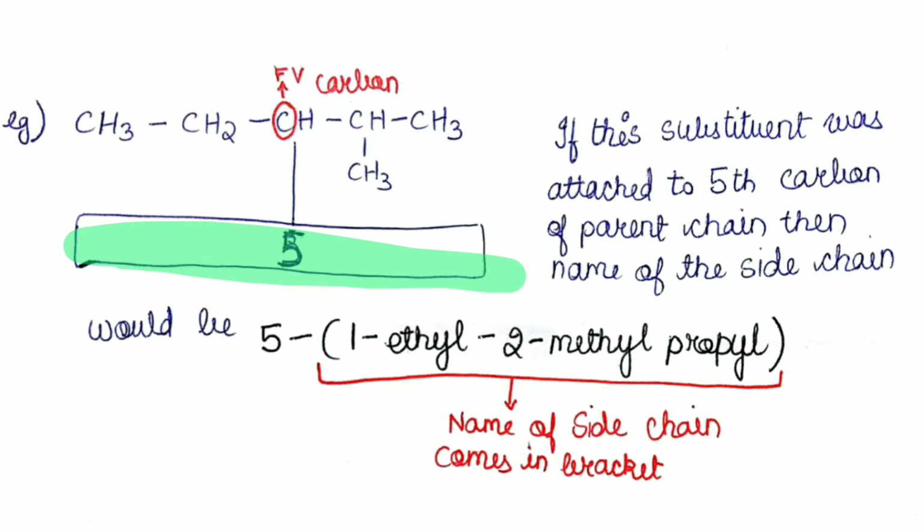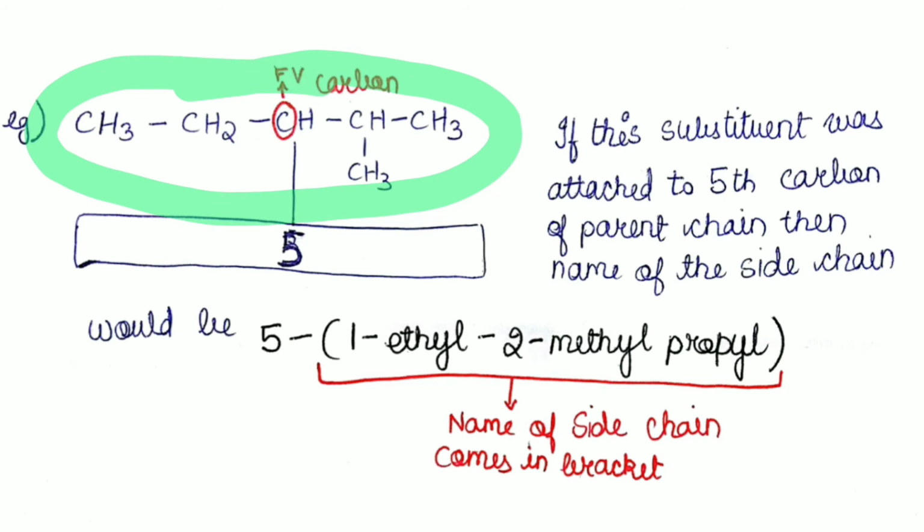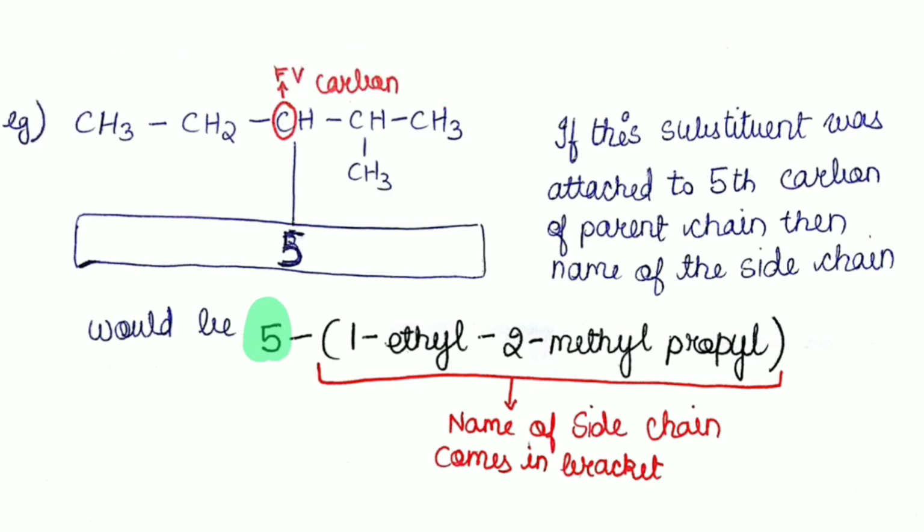That is the main principal carbon chain, and to the 5th carbon we are seeing that this side chain is attached. So we'll have a 5 outside our bracket, and then we'll put a bracket here for the side chain naming, and we see that the name of this side chain comes out to be 1-ethyl, because to the free valent carbon there is an ethyl group attached.